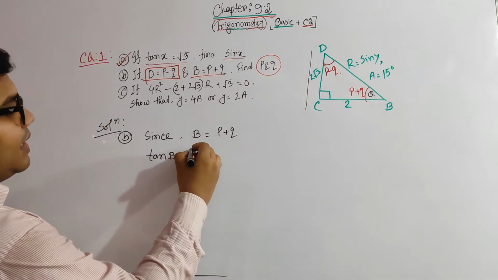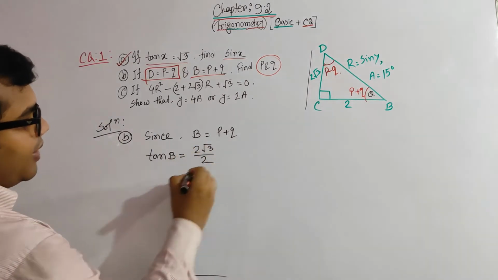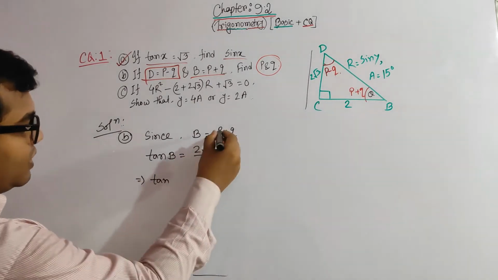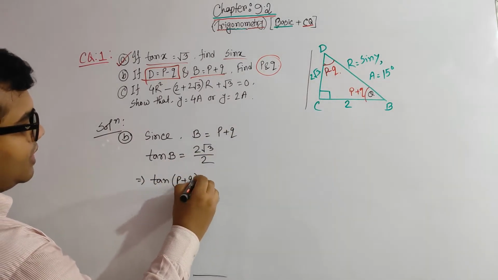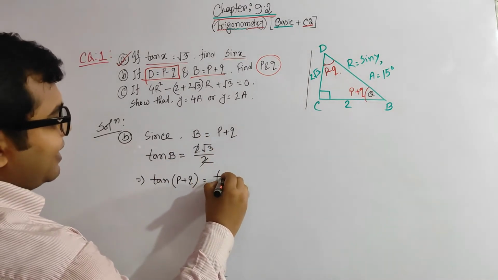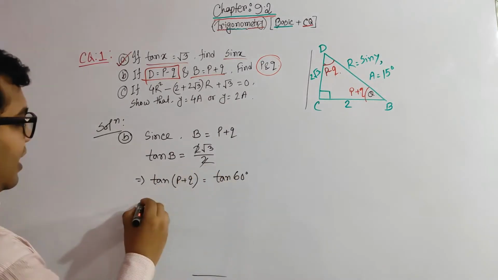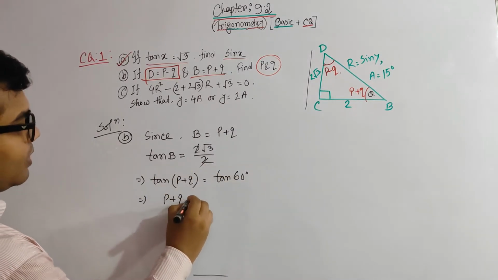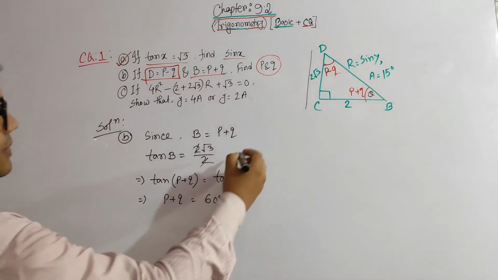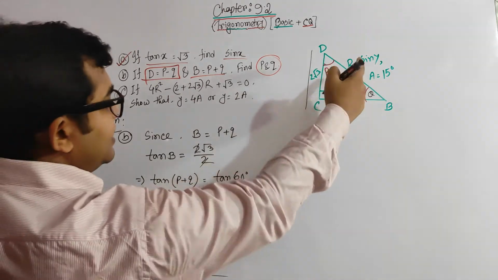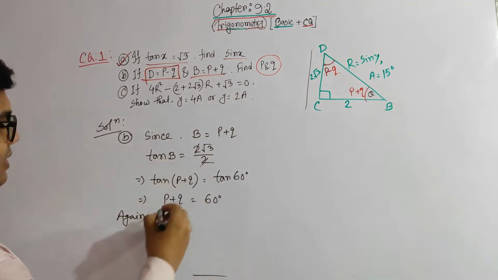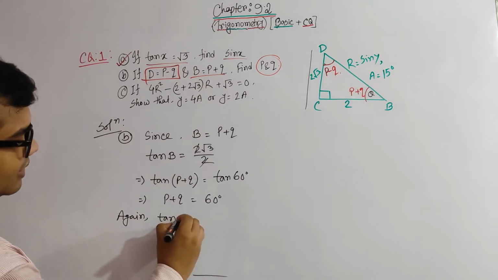So we can say that height by base, and the value of b is p plus q, which is given, and here 2 by 2 root 3, so root 3 is the value for tan 60 degree, and finally we get that p plus q is equal to 60 degree. This is the first part. Second part: since d is p minus q, again we will go for tan d.